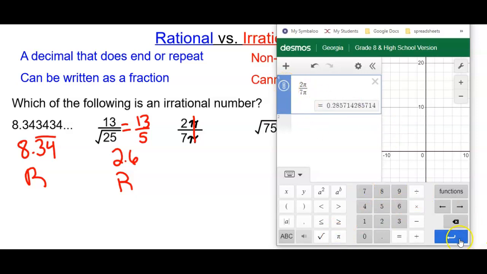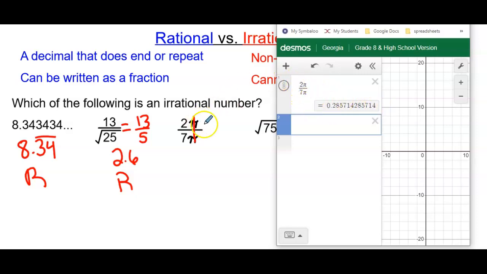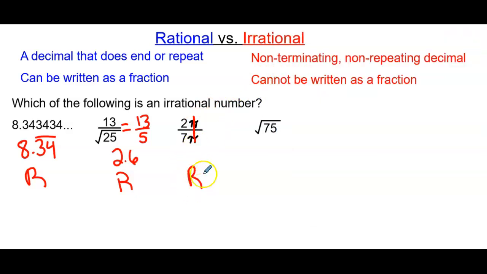And then that is going to reduce to the fraction 2 over 7. Or you can see, well, it's hard to see here, but this actually repeats. 285714, 285714. That is a decimal that repeats. So that one is also rational.